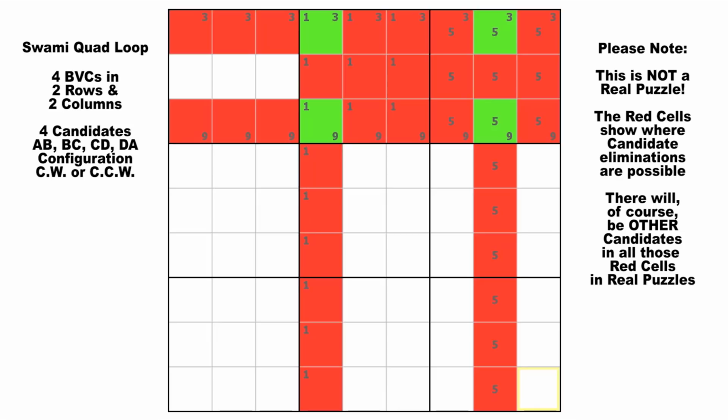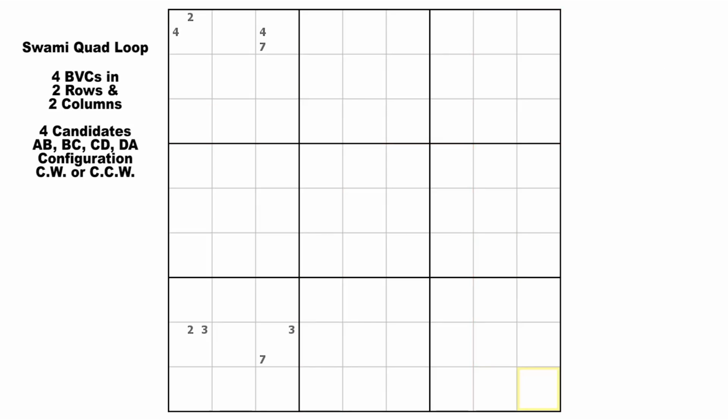All right, let's do one more like this. Okay, here we have another Swami Quad Loop. We've got 4 by-value cells that lie in 2 rows and 2 columns, and again this time they lie in one chute with 2 cells in each of 2 blocks. So they look like this: AB, BC, CD, and DA. All right, so now we know we can eliminate the rest of the 4s from row 1, and the rest of the 7s from column 3, the rest of the 3s from row 8, and the rest of the 2s from column 1. But because the 4s are locked in block 1 and the 3s are locked in block 7, you can also eliminate all the 4s from the rest of block 1 and all the 3s from the rest of block 7, like this.